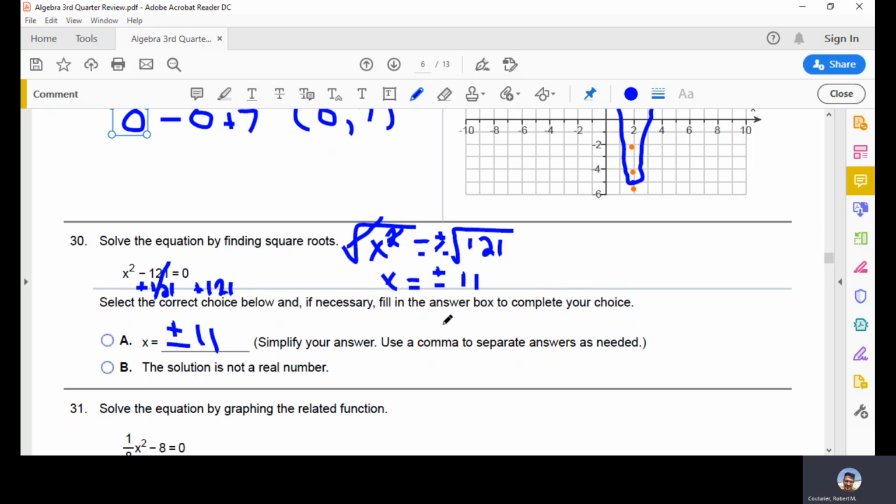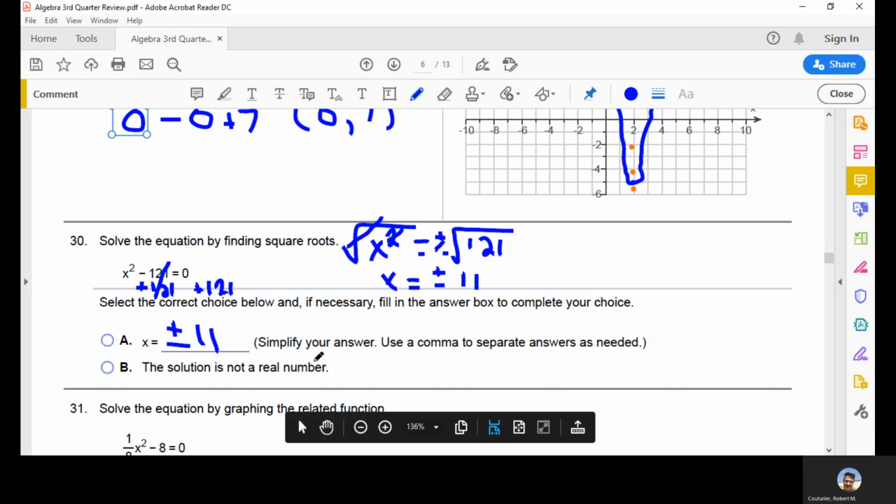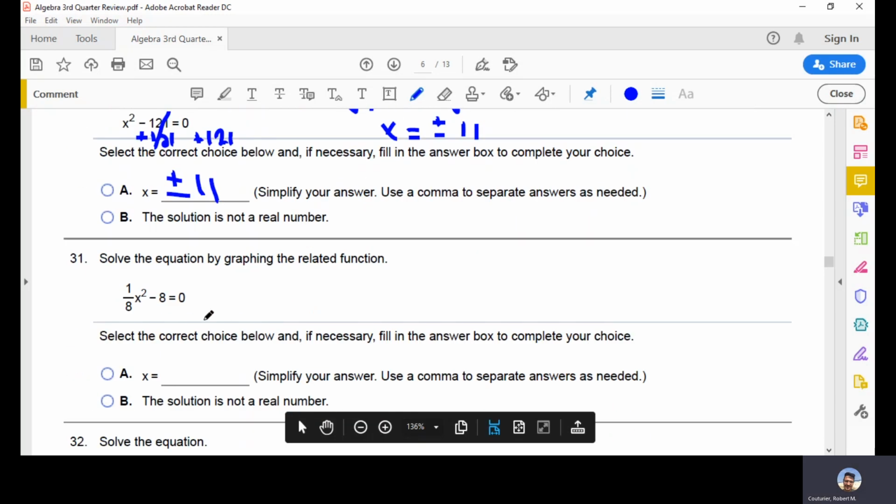But on the flip side, if this was a word problem, you have to be careful. If it's dealing with something like time or something like that, then we only need the positive. So we have to use our brains in algebra. We go to look at the next one.